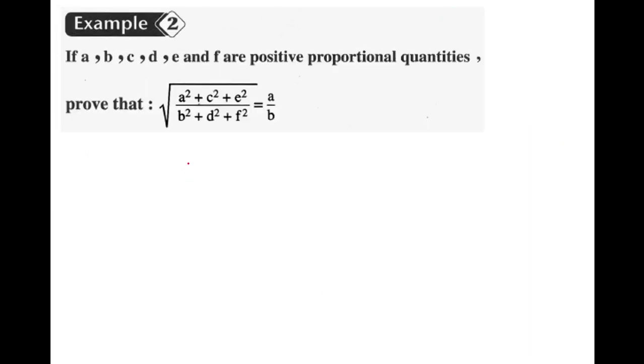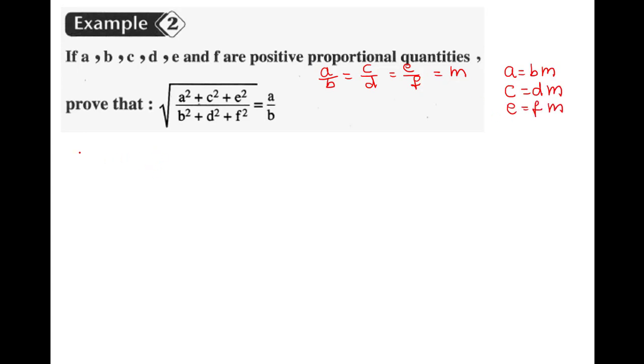In this problem 2, I have A, B, C, D, E, and F as positive proportional quantities. I'm going to write my part, which is A over B equals C over D equals E over F equals M. Then A equals BM, you can realize that the numerator equals the denominator multiplied by M. And C equals DM and E equals FM.